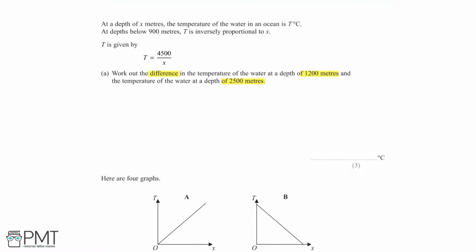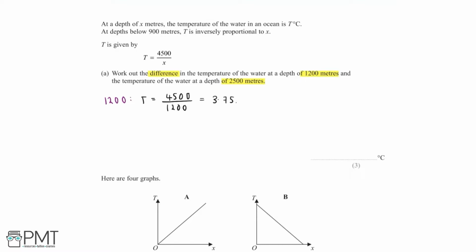Let's start with 1200. When the water is at a depth of 1200 meters, we can say that the temperature T is equal to 4500 divided by x, where x is equal to 1200. And when we put this into our calculator, we can see that T is equal to 3.75.